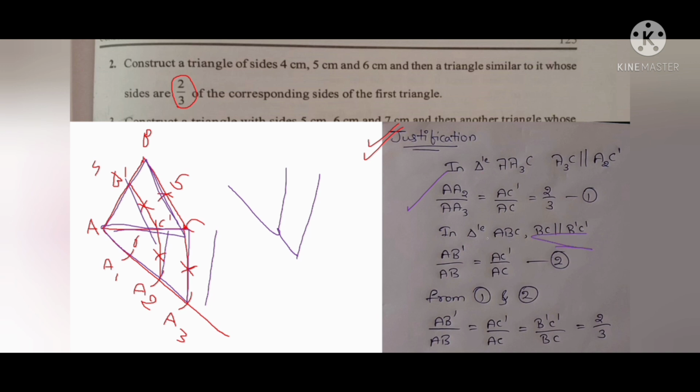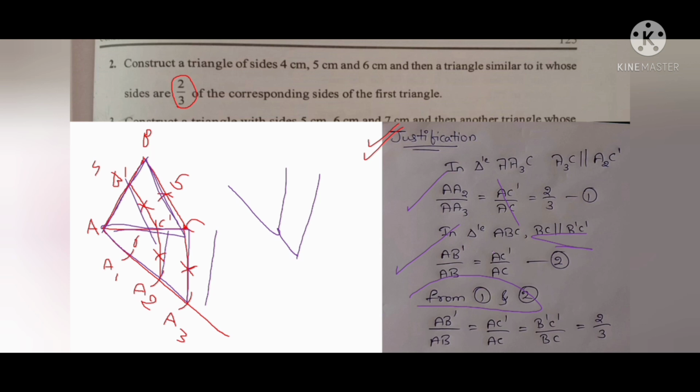Next we will check the second, that is triangle ABC, the upper side, BC parallel to B dash C dash. You can see the parallel lines, correct? So BC is parallel to B dash C dash. What they have given is AB dash by AB is equal to AC dash by AC. Same, however many arcs and points you have done, you have to check in the triangles, correct?